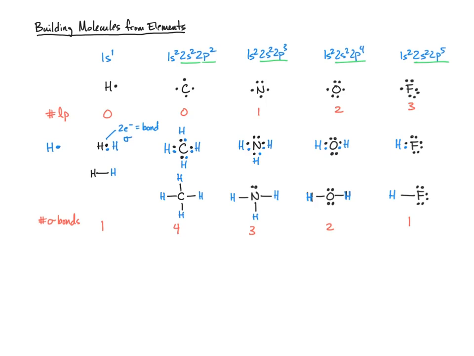So compare that with the number of lone pairs above. Carbon starts at 4, it has 0 lone pairs. Nitrogen has 3 bonds, 1 lone pair. Oxygen 2 bonds, 2 lone pairs. Halogens 1 bond, 3 lone pairs.